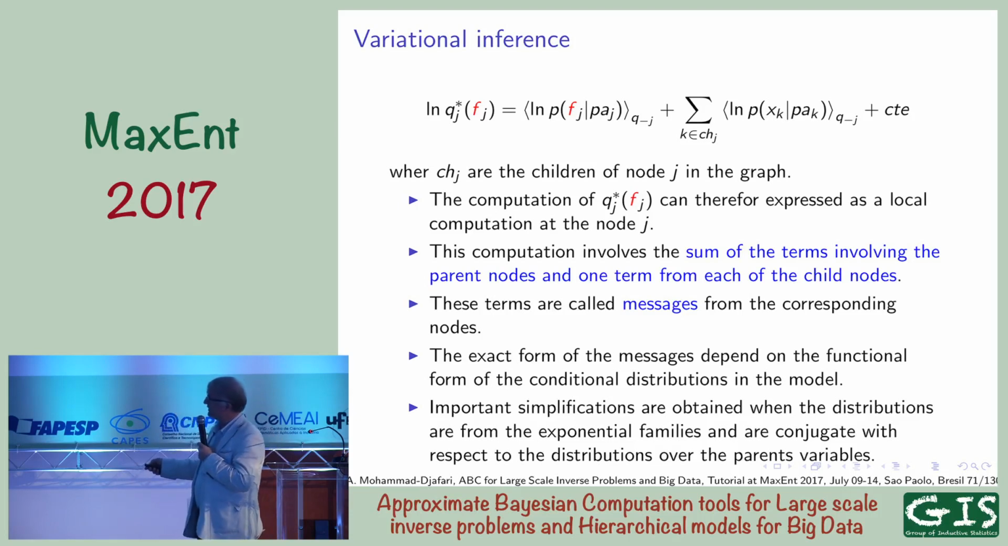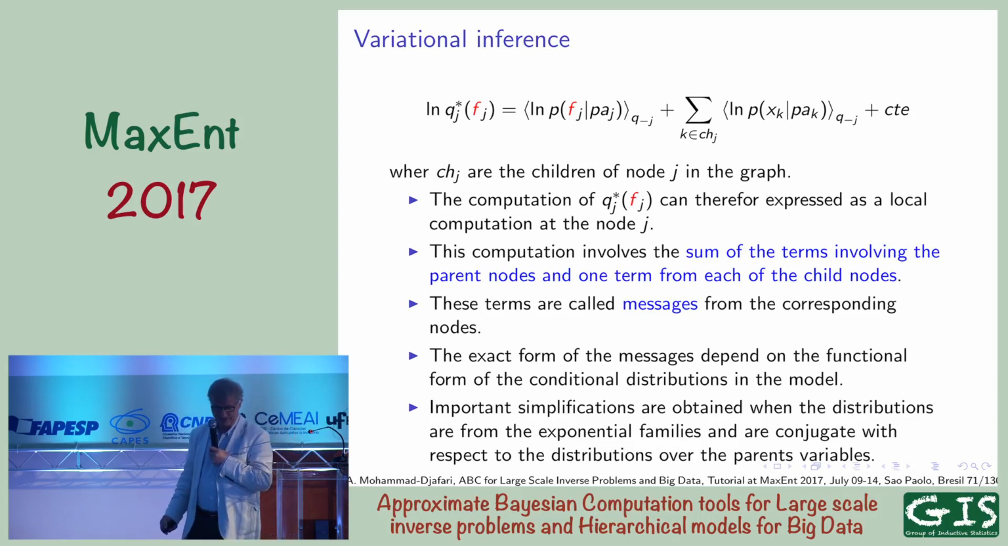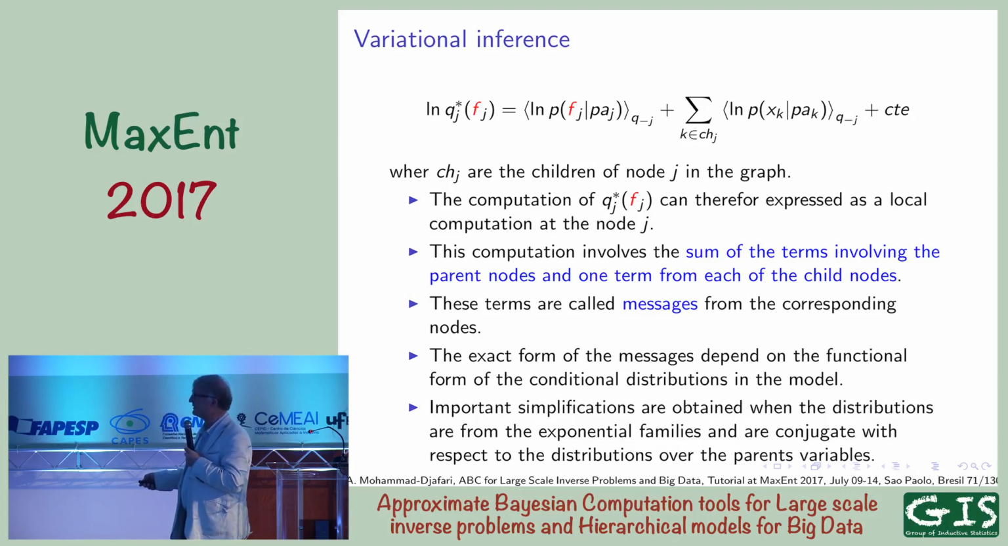And so, as you can see here, to be able to compute this, we need only local computation. This local computation involves the sum of the terms, which involves the parents and one term for each of the child nodes. The details of the development to arrive at this are very standard. You can find it in many reference papers. A great number of the methods which are called message passing are based on this.